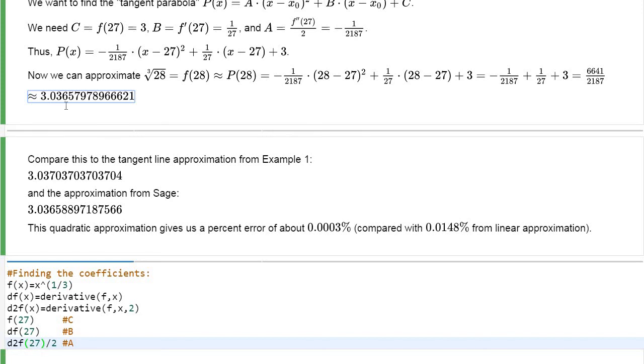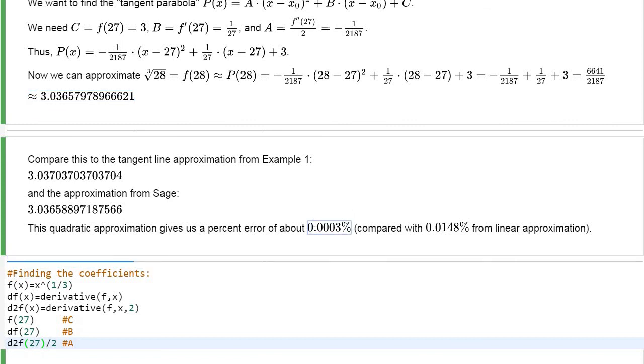03658, 03659. This would round up to, well, this would be 03658. This one would round up to 03659 if I rounded up. So I get a lot more decimal places that agree. My percent error goes down.